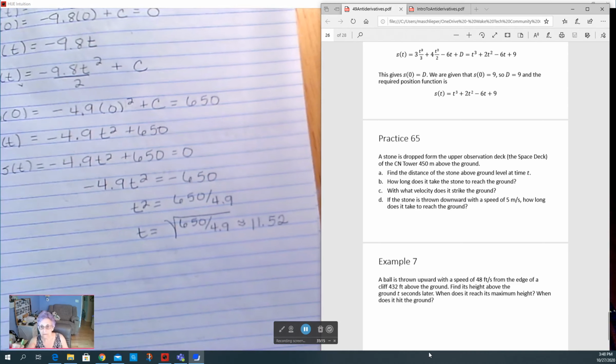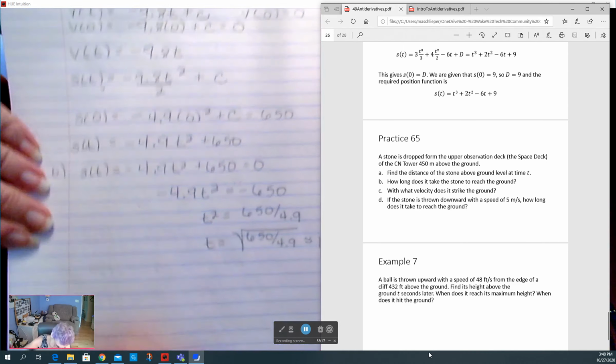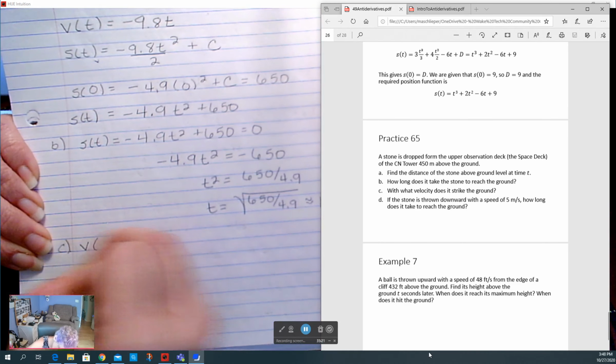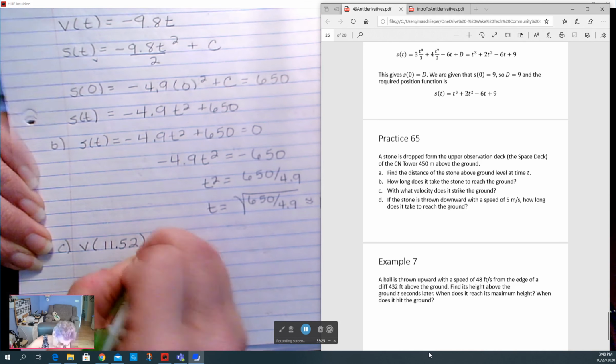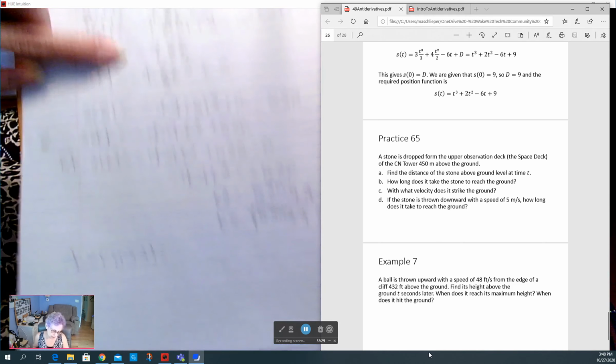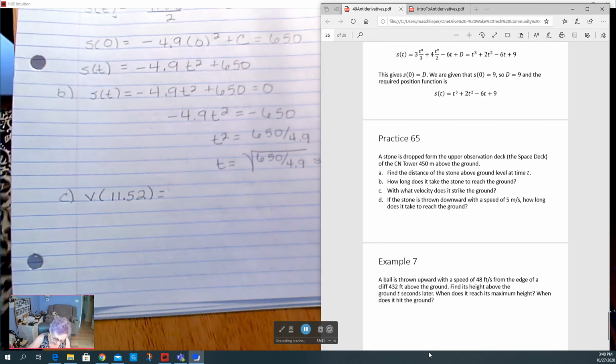I can find the velocity when it strikes the ground. I just find the velocity after 11.52 seconds. So I just need to take this. My velocity is negative 9.8.